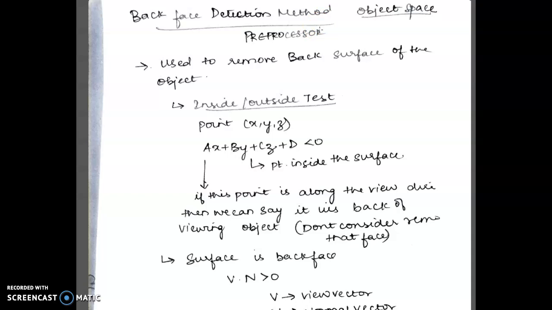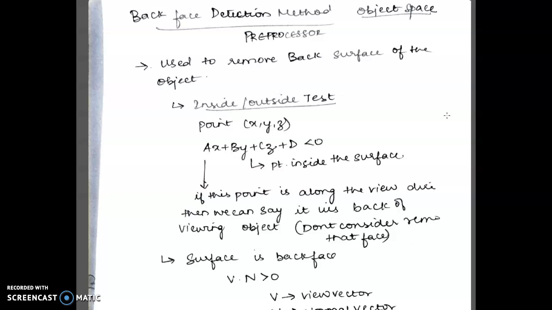So what is the test? We have already seen this test. This is the inside outside test. If a point x, y, z, we already saw whether a point lies inside or outside. If you draw a line and the line meets an even number of vertices, then it is outside. If it meets an odd number of vertices, it is inside.